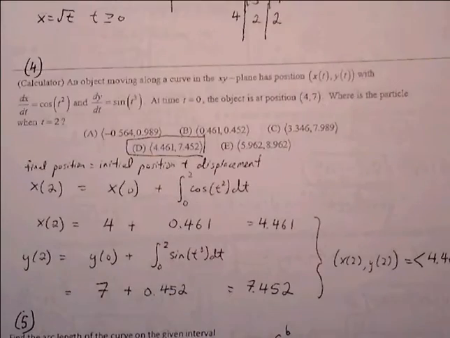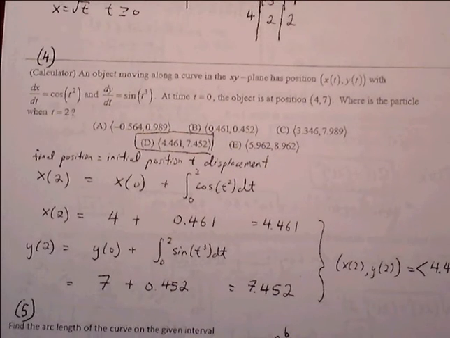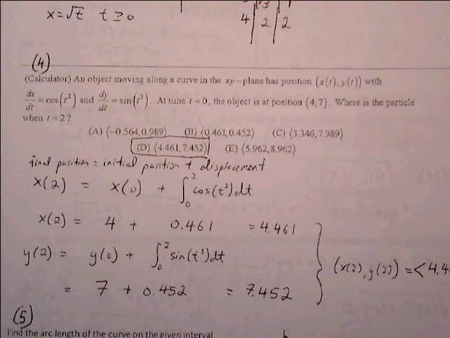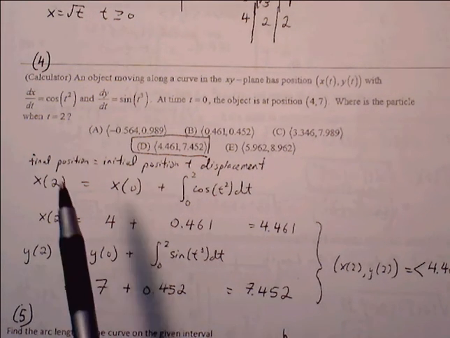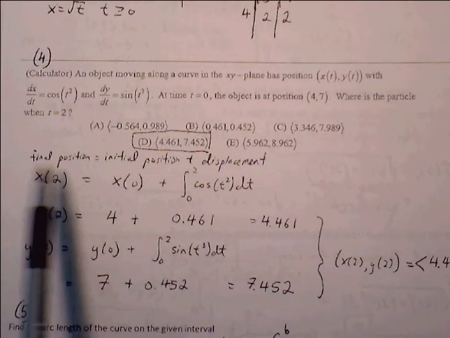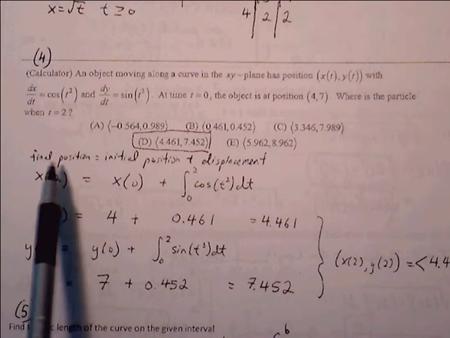Number 4. An object moving along the curve has position x of t, y of t, and with derivatives dx/dt and dy/dt. At time t equals 0, a particle is at position 4, 7. Where's the particle at t equals 2? So again, we go back to our equation.